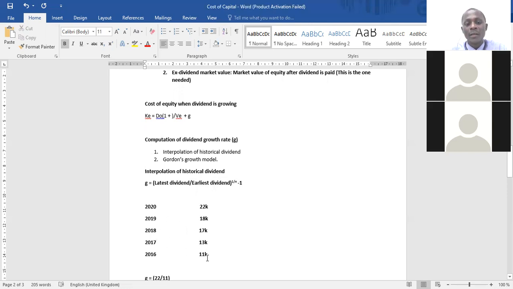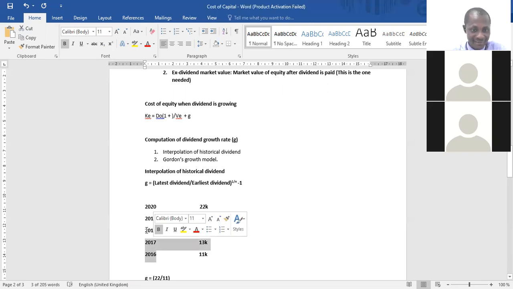Has grown. Now, look at it from 2016. From 2016 to 2017 is 1 year. 2017 to 2018 is 2 years. To 2019 is 3 years. To 2020 is 4 years. So it's not going to be 1 over 5. Instead, it's going to be what?